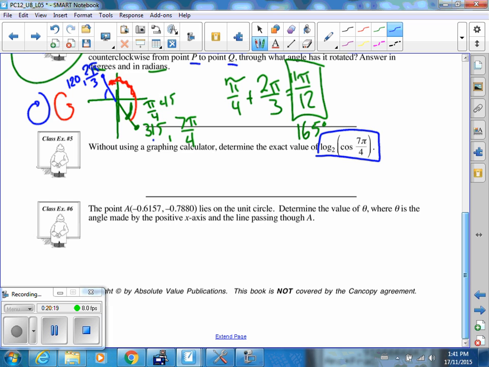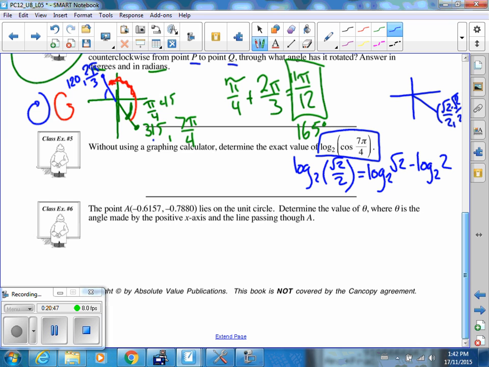So cos of 7 pi quarters is down here. My cos is negative root 2 over 2. Nope, positive root 2 over 2. Look at me go. The sign would be negative, but the cos is definitely positive. So this is log base 2 of root 2 over 2. Use my laws of logs. Log base 2 root 2 minus log base 2 of 2. This is the same as 2 to the 1/2, so that's just going to be 1/2, and this thing's minus 1. So 1/2 minus 1 is negative 1/2.